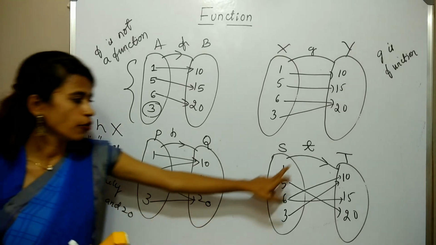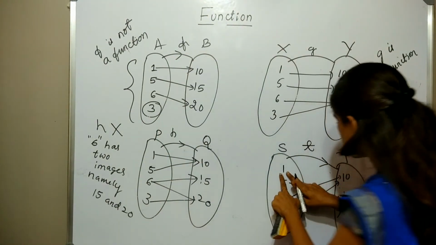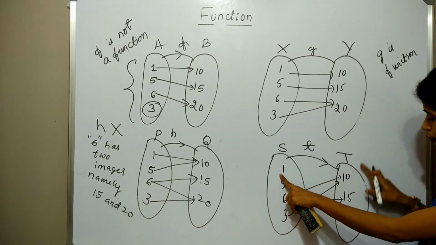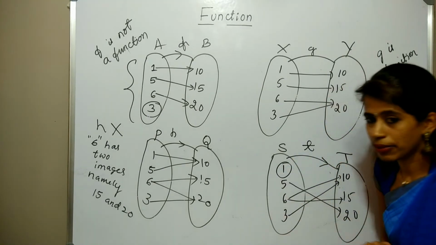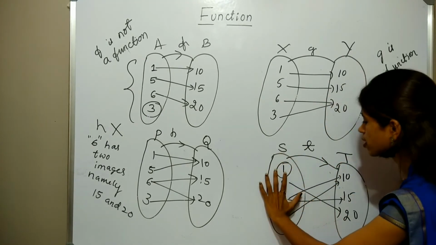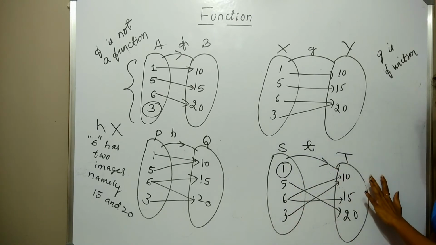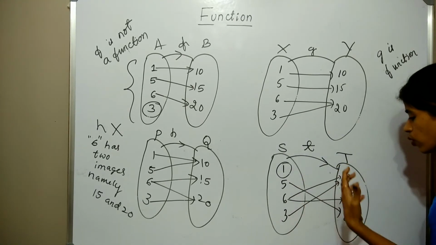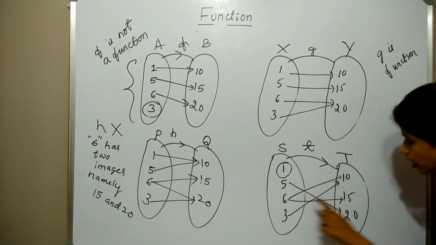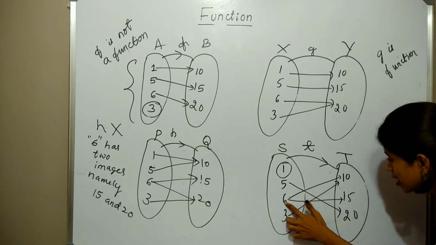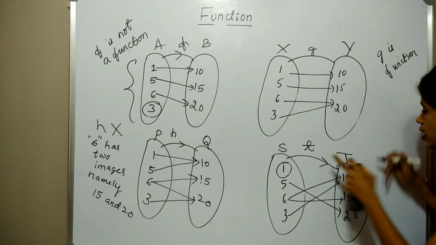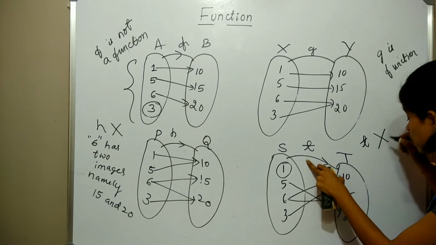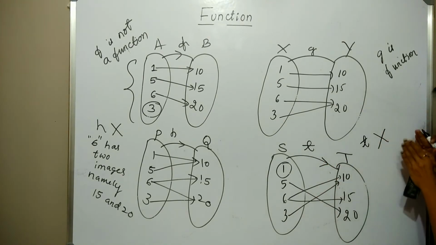Is it okay? Now for T. Here, 1 does not map to any element of the set T. Therefore, 1 does not have any image. Every element of the first set must have one and only one image. So here 1 does not have any image. In fact, 6 also has 2 images, namely 6 maps to 10, 6 maps to 15. So this is the relation T, which is not a function.